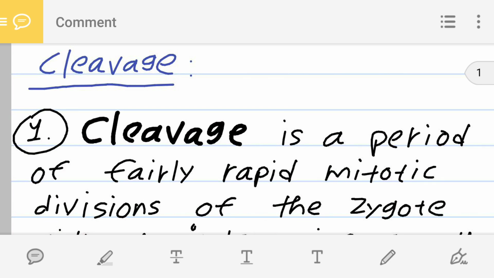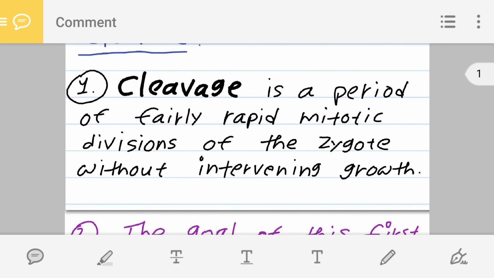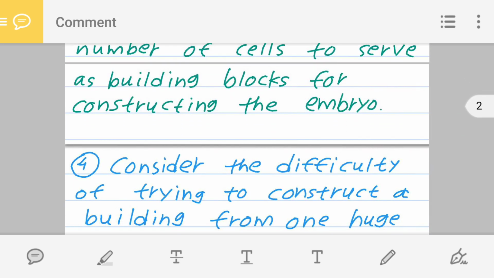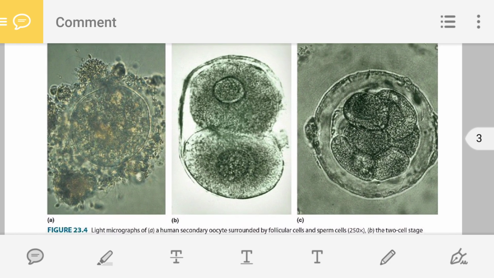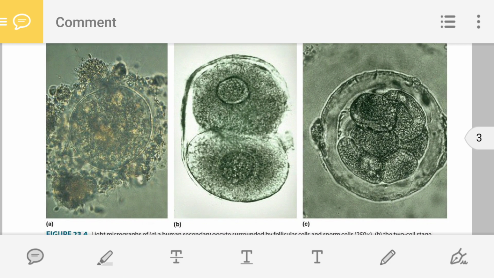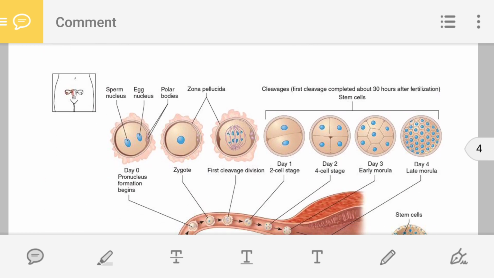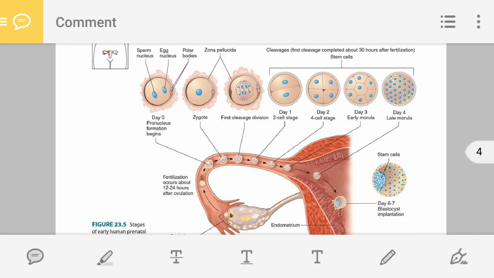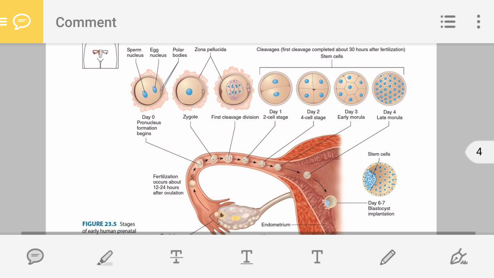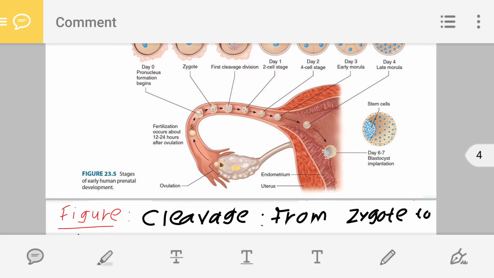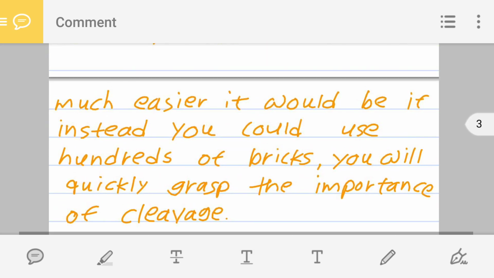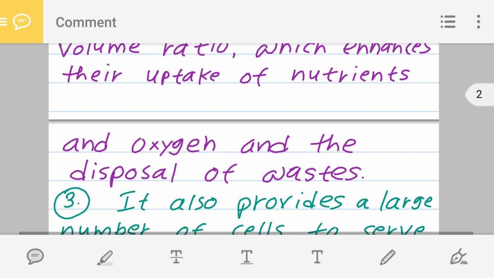So now we are starting the discussion of cleavage. Before our discussion, I would like to show you the diagram. This is the cell division of the cleavage, the image under the microscope, and this is the entire schematic diagram of the cleavage process. So, one by one, I am discussing all the points with you.